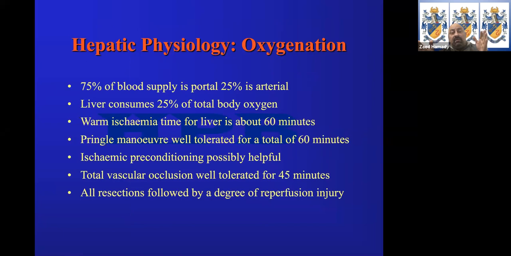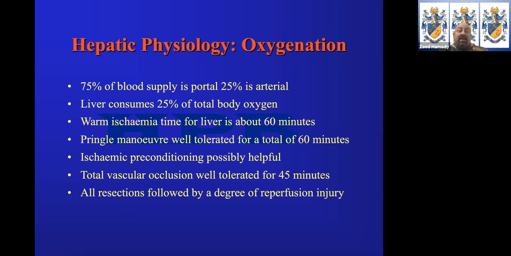So we've got now the portal vein and the hepatic artery. 70% of the blood supply to the liver is coming through the portal vein, and 25% is arterial. However, it's about 50-50 for the oxygenation coming, but the liver consumes 25% of the total body oxygen.